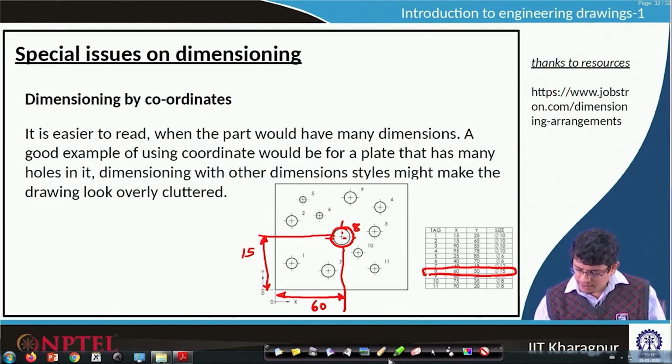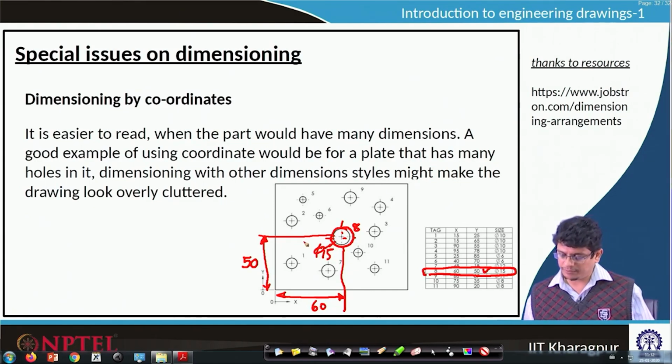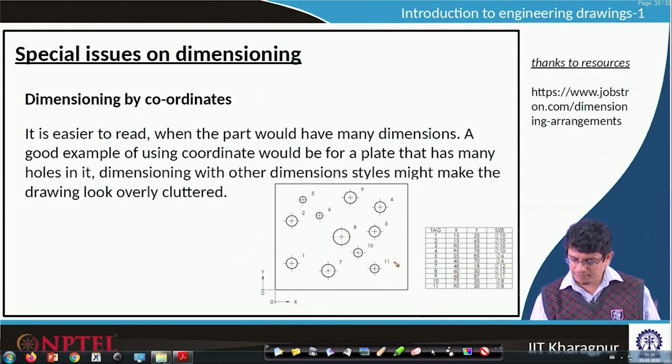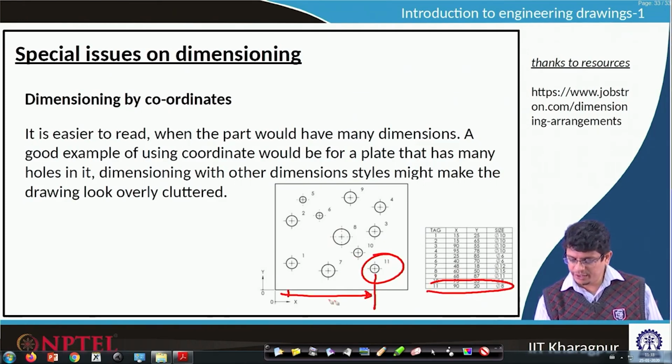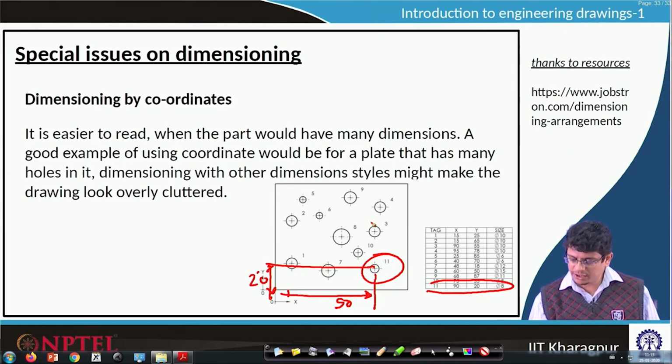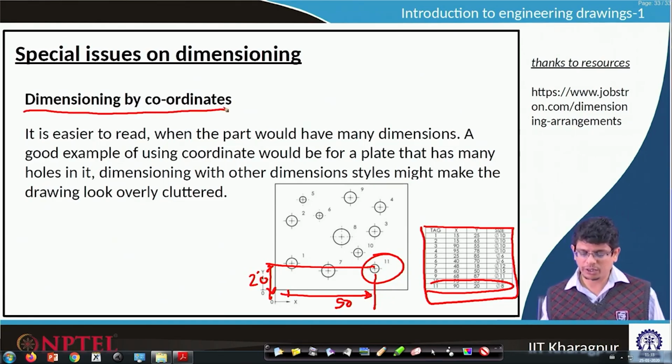50, I am sorry, this is 50 units, and it has a diameter of 15 units if we are showing by diameter. Similarly, let us pick the 11th part here. In the horizontal direction, it is at 90 units and this is at 20 units. So, instead of showing all these dimensions, which becomes a bit clumsy, usually we go with a tag table. This kind of thing is called dimensioning by coordinates.